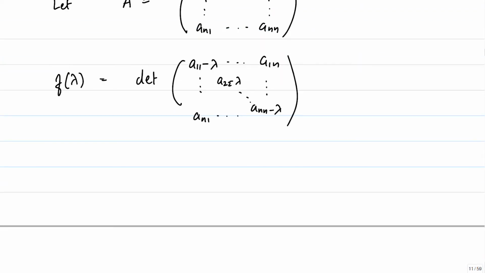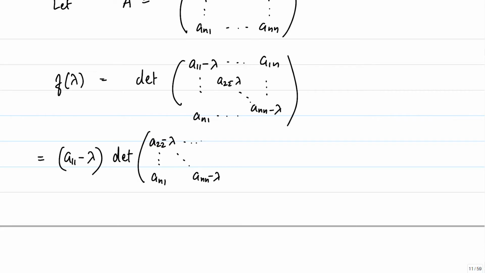Now let's look at the cofactor expansion along the first row. What will the cofactor expansion be? It will be (A11 minus lambda) times the determinant of the matrix with A22 minus lambda, ..., a2n, an1, ..., ann minus lambda. Right, that will be the first term.